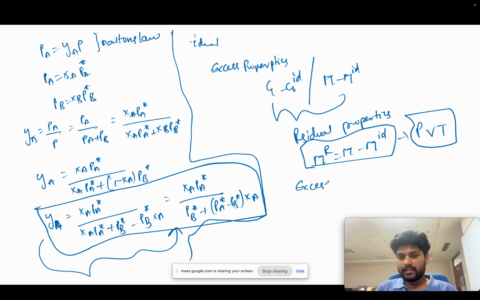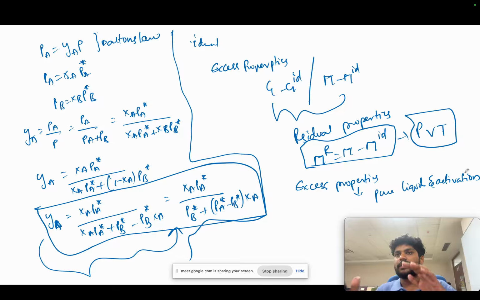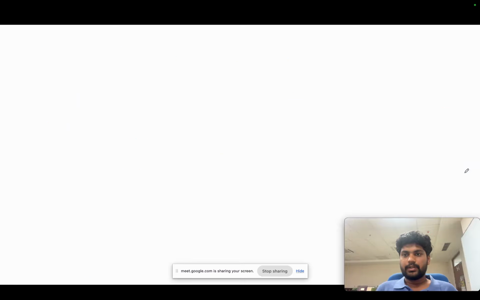in the excess properties, we will deal with the pure liquids and the activity coefficients. Activity coefficient is nothing but how much it has changed from its initial state to the final state. So these are the two differences between these two equations, the excess and residual properties. So now we will try to have that. In the following class we will try to do this one. The equation name is, one second, give me a minute.